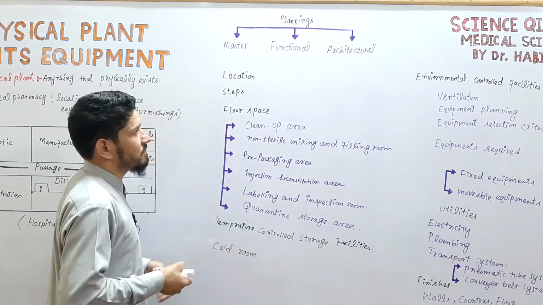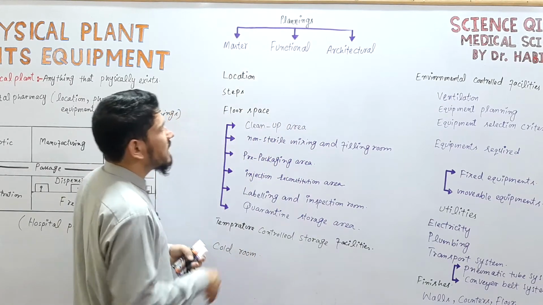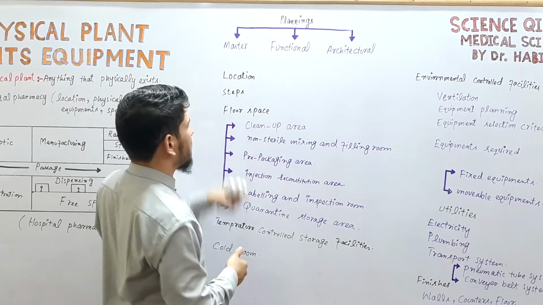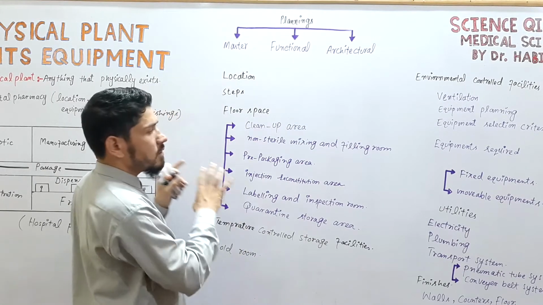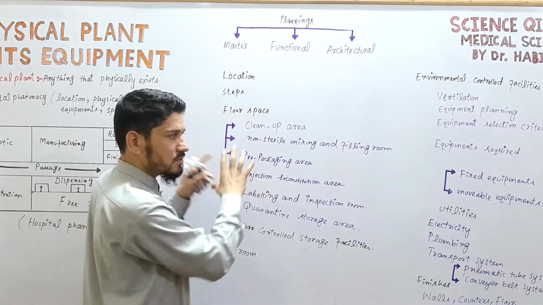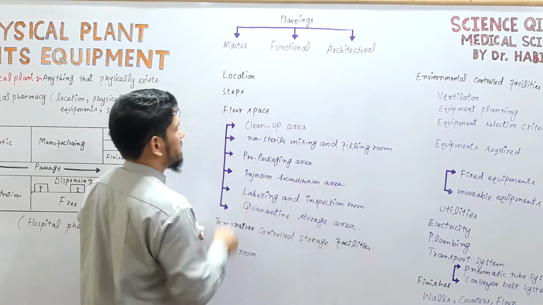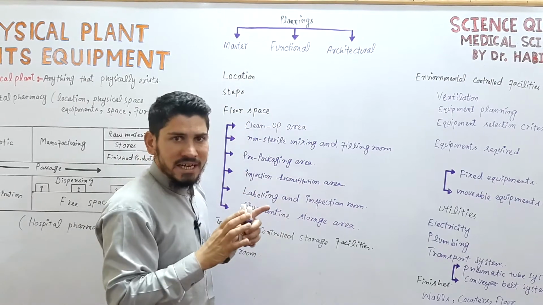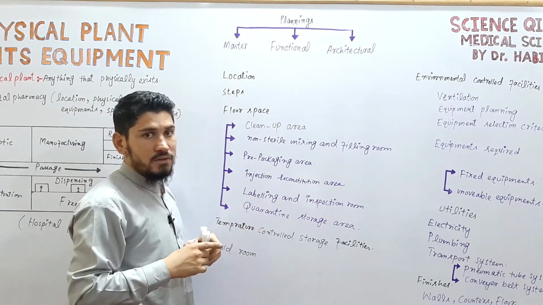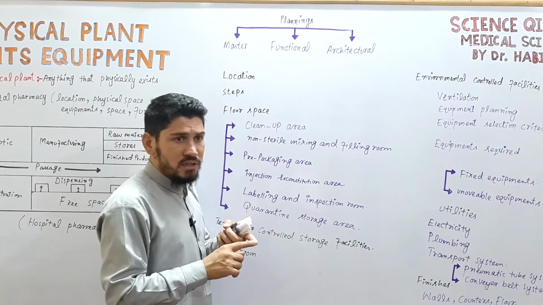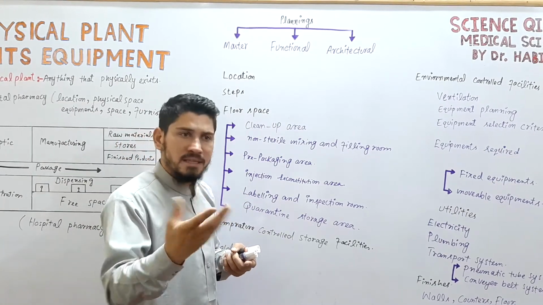First of all, we have the plannings. Okay, master planning, functional, and then architectural planning. In master planning, okay, in the next lecture we'll see the details of all these points, each and every aspect of this hospital pharmacy. In master planning, we decide the goal and objective of the hospital pharmacy. The goal might be manufacturing, compounding, or dispensing.